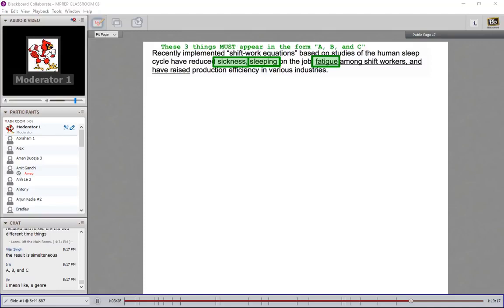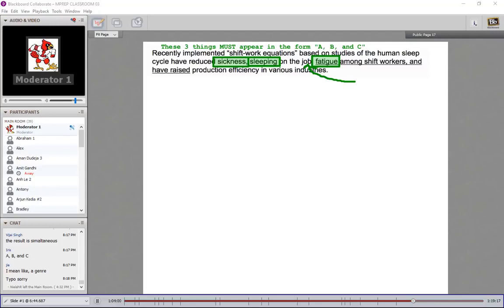These have to be in this form. They have to be A, B, and C. So that means that it has to say sickness, sleeping on the job, and fatigue. It doesn't matter that the word and is not here right now. It has to be there. If it's not there, this is incorrect.